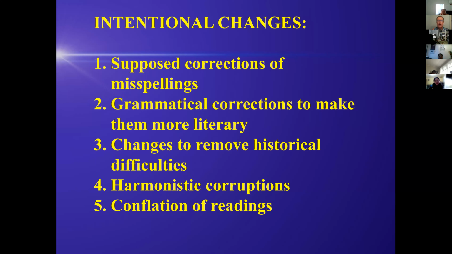Conflations of readings. Conflation means putting together. So scribes were very hesitant to take anything out. They would be more likely to put things in that they see in different manuscripts. For example, in Luke 24:53, some manuscripts say continuing in the temple, blessing God. And other ones say continually in the temple, praising God. And then some put the two together and say continually in the temple, blessing and praising God. So that would be a conflation of two different readings. You don't want to drop one out, so you add both.